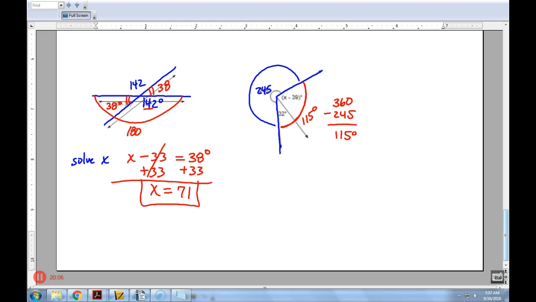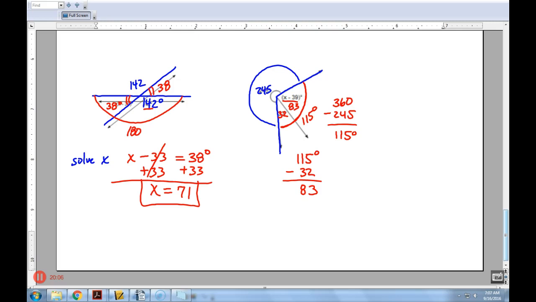Now that 115 in the red is going to help me out big time because they tell me this angle is 32 degrees. So this one right here needs to add up to 115. So I kind of play the same game. 115 is the total minus the angle that they give me, which is 32. And I do a little bit of quick subtraction here. And I get 83 degrees. So I know this angle right here is 83 degrees.